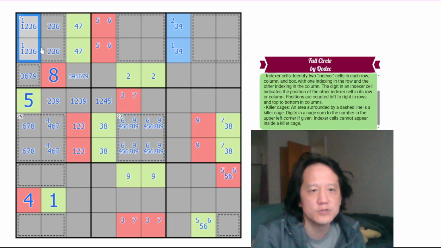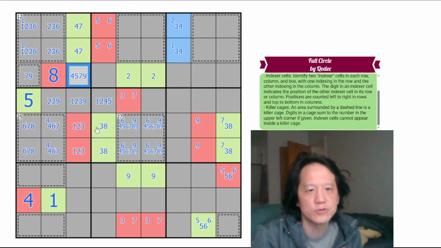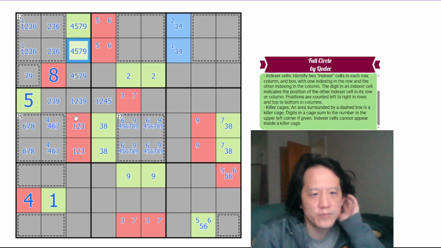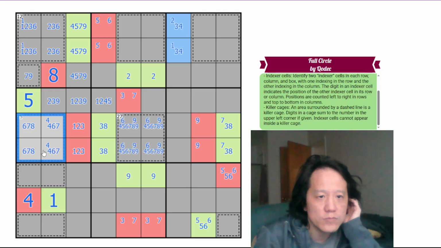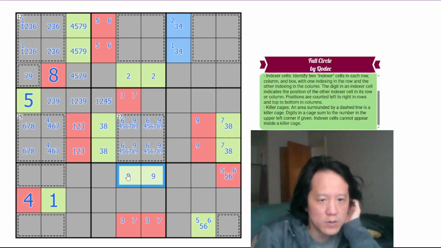quadruplet adding up to 12. So this can't be 3 or 6. This can't be 3 or 6. We have 4, 5, 7, 9 remaining in the rest of box 1. Okay, this is guaranteed 9 here. This is red. So this cannot be red here.